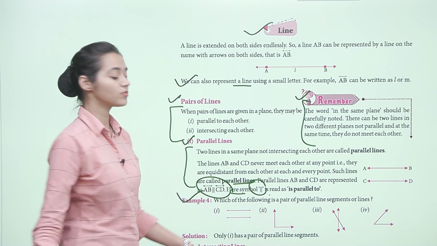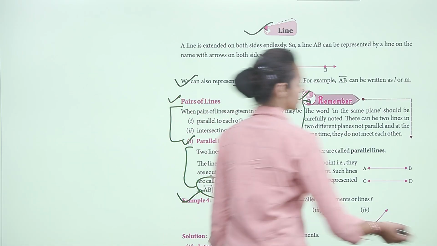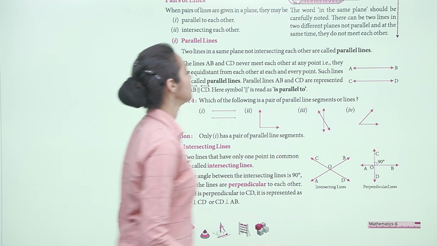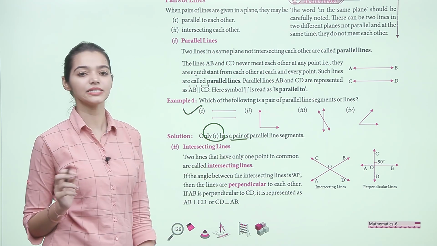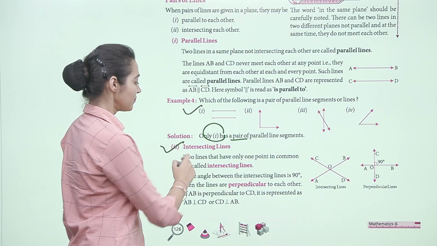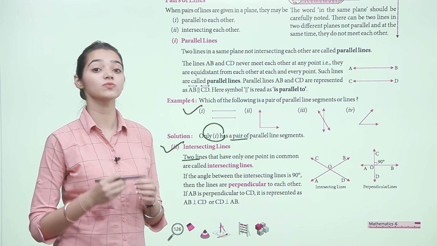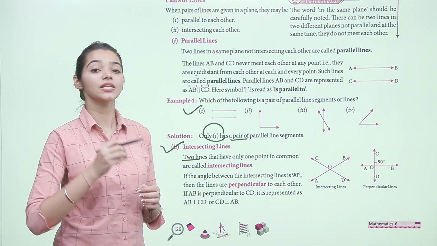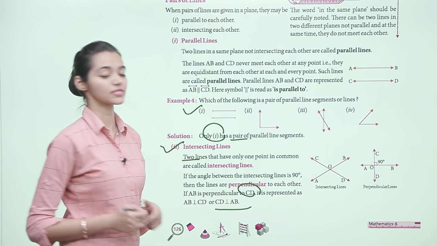Now next is our example number 4. Here we have to tell which of the figures shows parallel line segments. Here only the first has a pair of parallel line segments. The second shows intersecting lines, two lines that have only one point in common. If the angle between the intersecting lines is 90 degrees, then the lines are perpendicular to each other, and AB perpendicular to CD can be represented like this.